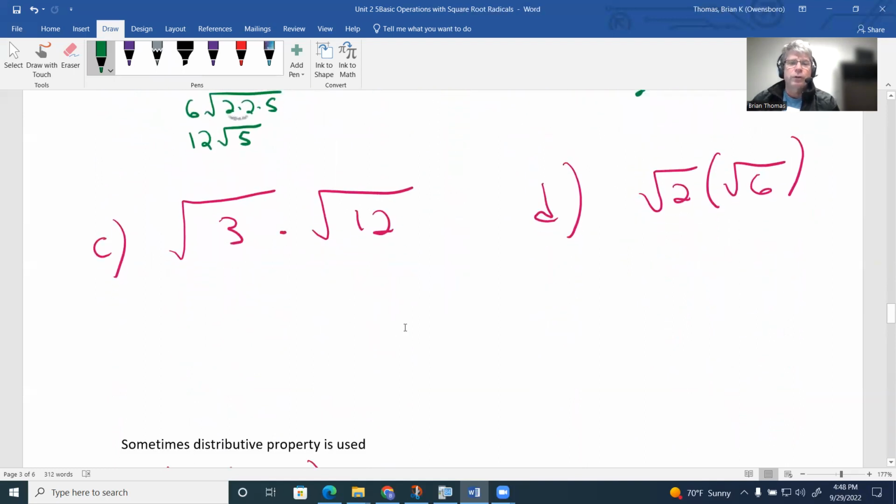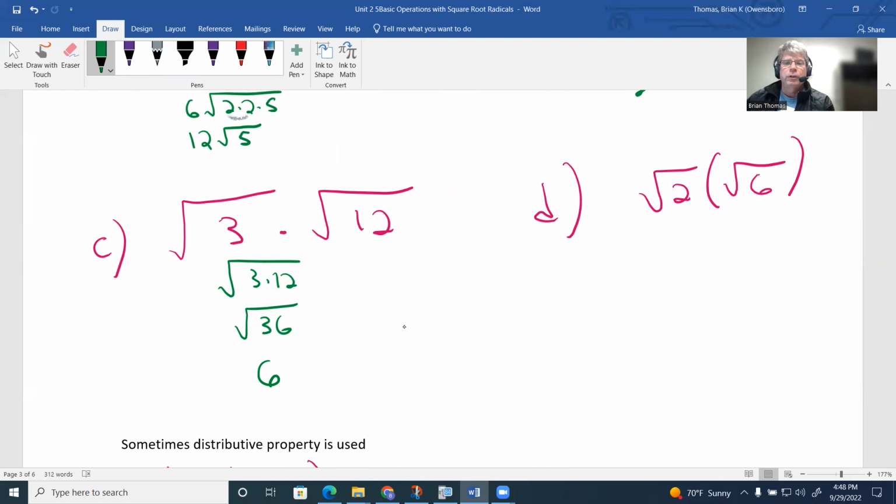So if we have the square root of 3 times the square root of 12, what we want to do is multiply the radicands together. So this turns into the square root of 3 times 12. So 3 times 12 would be 36. We actually know what the square root of 36 is. The square root of 36 is actually 6. So we would be done with that problem.